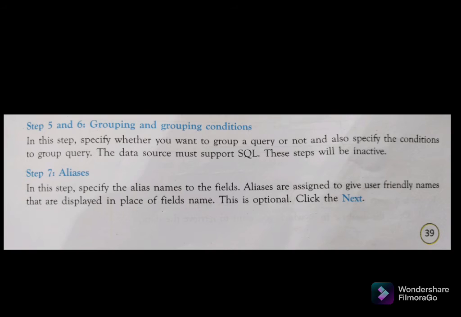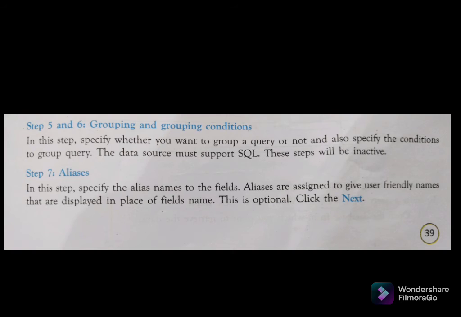Step 7, aliases. It means giving an alternative name to the field. In this step, specify the alias names for the fields. Aliases are assigned to give user-friendly names that are displayed in place of the field name.